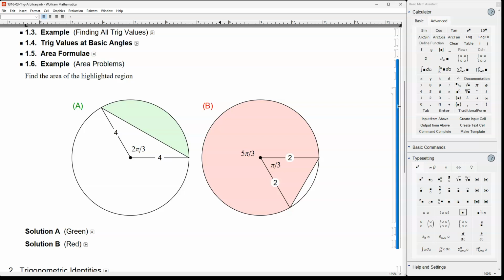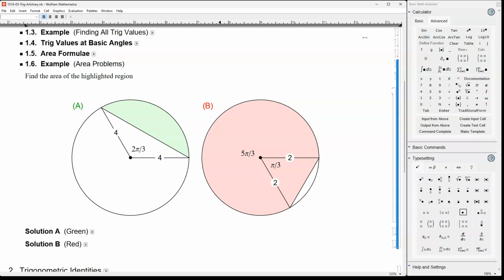The green region here is part of the circle of radius 4, and the center angle is 2 pi over 3 radian, which is 120 degrees. Now, if you look at the second picture, the second circle is actually half the radius. So these are not drawn to scale. So the radius is 2, and the center angle here is pi over 3, 60 degrees. And of course, the other angle here is 5 pi over 3.